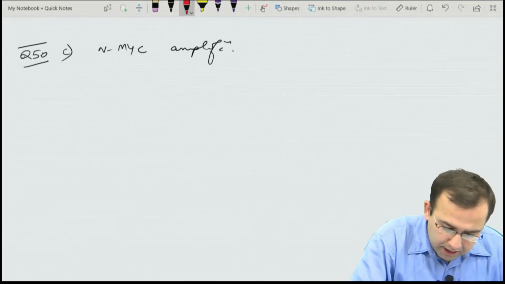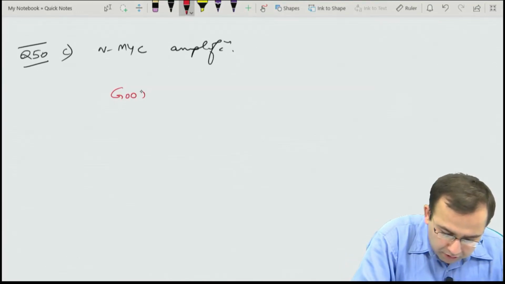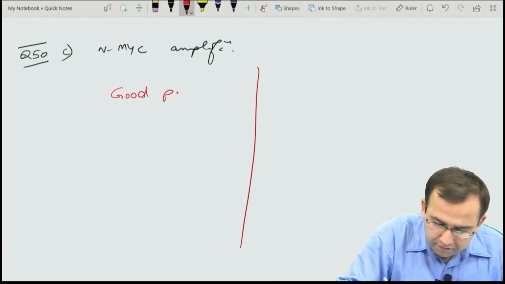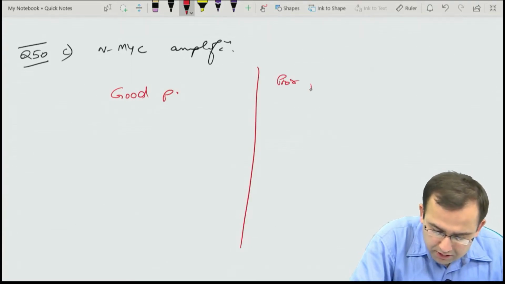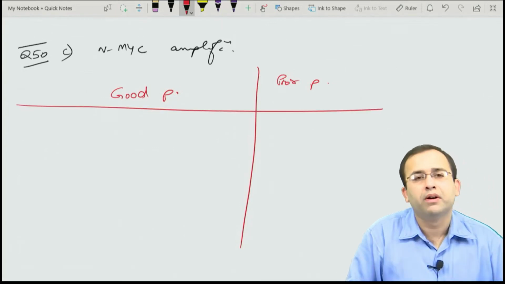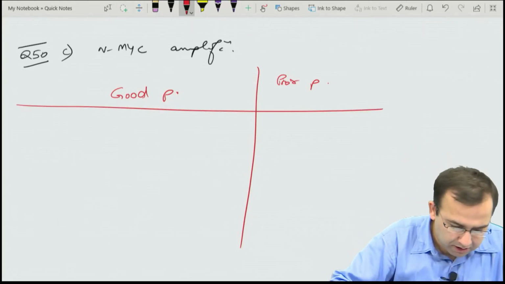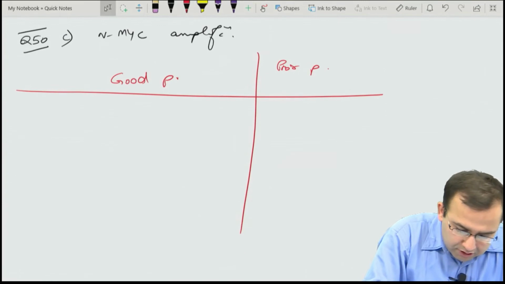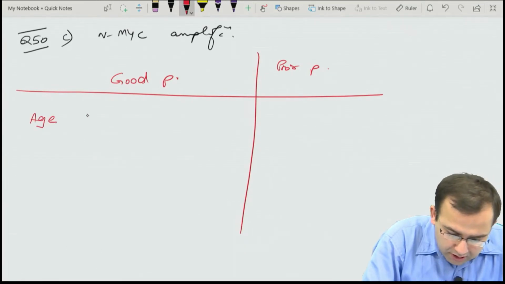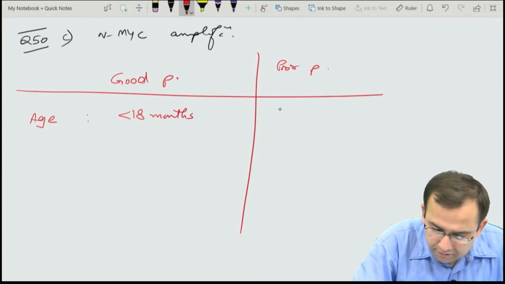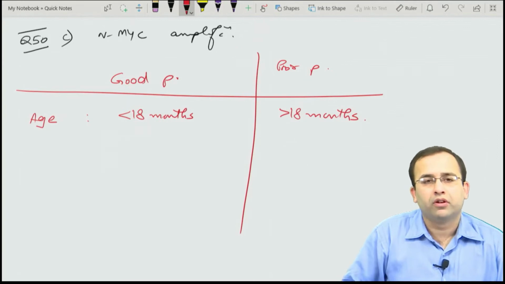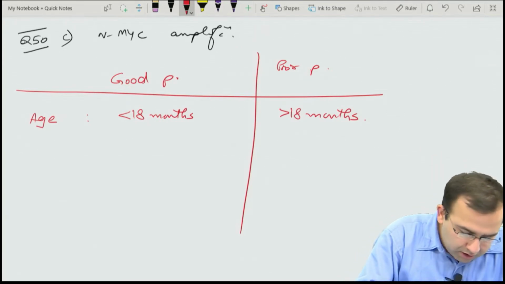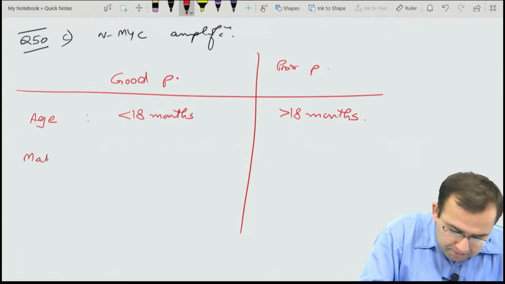Let us make the master table of good prognosis versus poor prognosis in neuroblastoma. First point, age. Age less than 18 months is good prognosis versus more than 18 months, which is poor prognosis. Next point, maturity component.